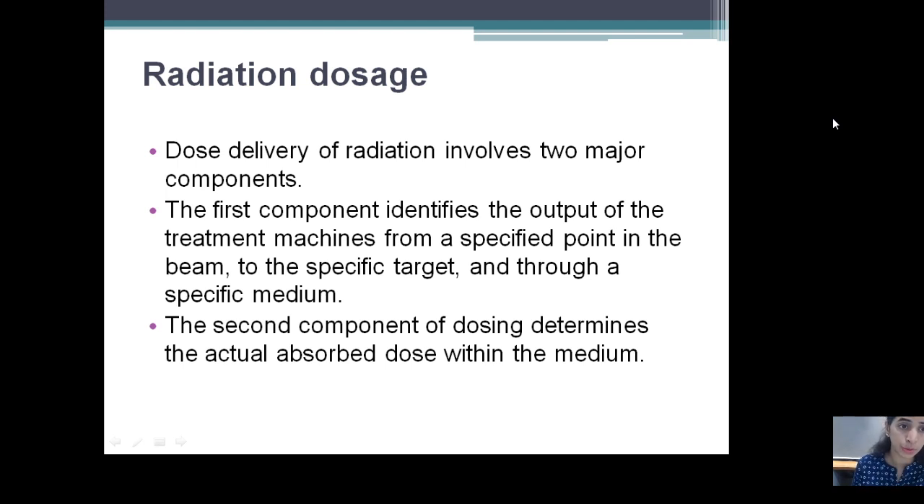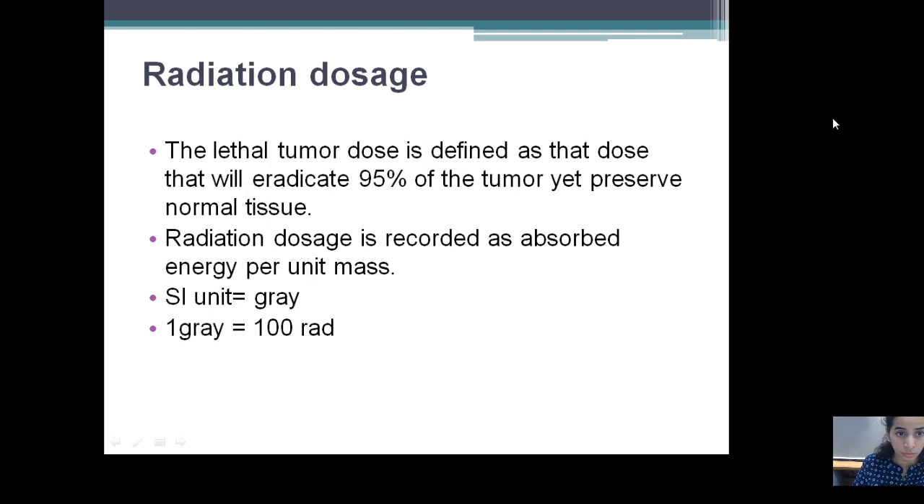Then radiation dosage. So the dose delivery of the radiation includes 2 major components. The first component identifies the output of the treatment machines from a specified point in the beam to the specified target through a specific medium, and the other component determines the actual absorbed dose, which is more important with us. So the lethal tumor dose is defined as a dose that will eradicate 95% of the tumor yet preserve the normal tissue.